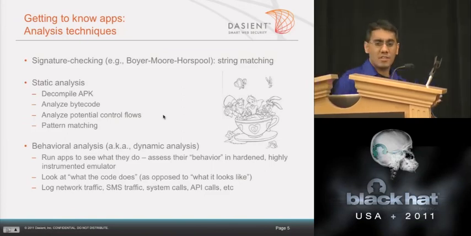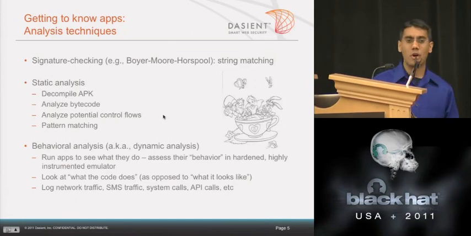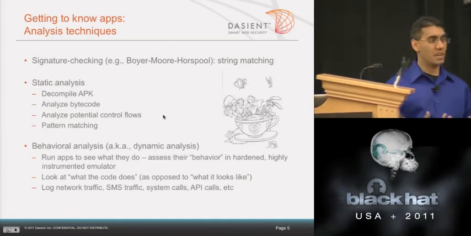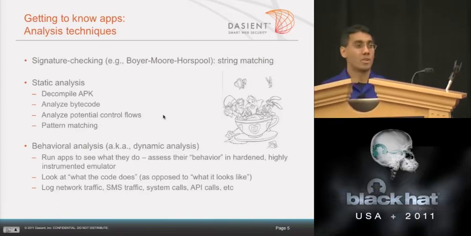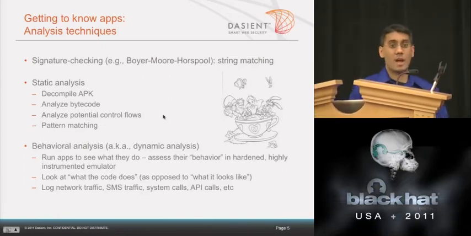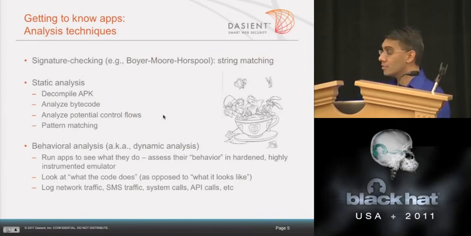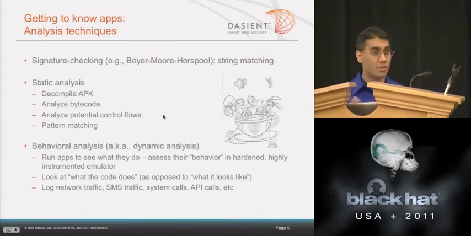You can imagine that some of the things we're going to be looking for are what's taking place in the network traffic, what's taking place with SMS traffic, what system calls the application is making, what API calls it might be making, etc. So those are the three different approaches.